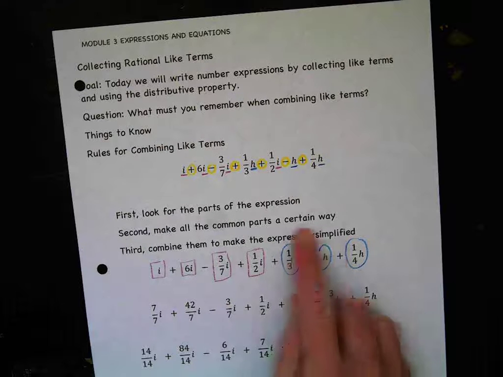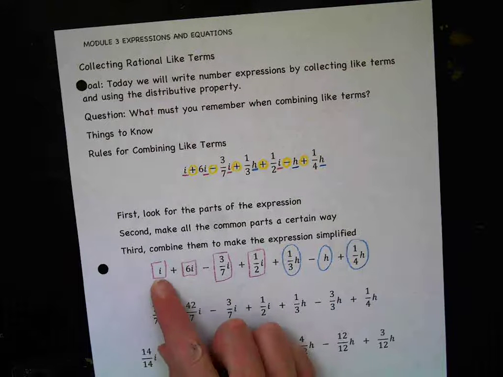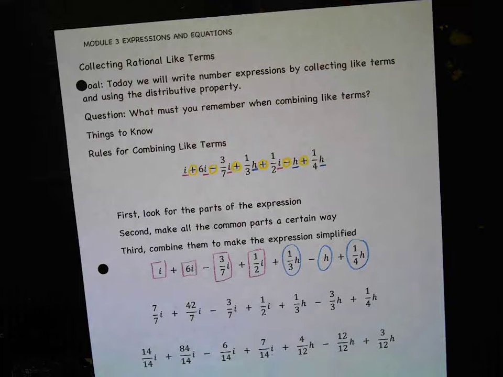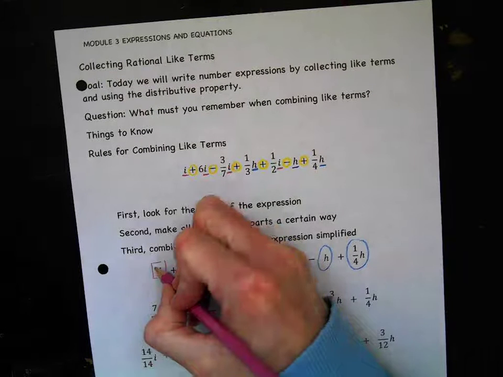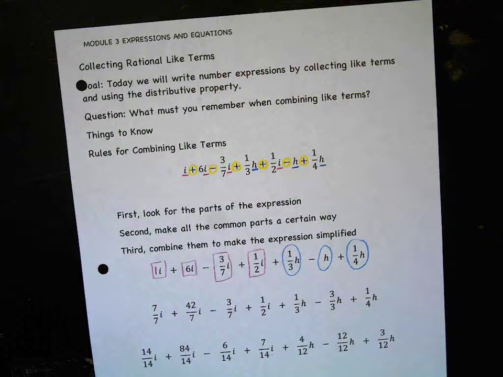Okay, so then it says, second, make all of the common parts a certain way. Well, the problem with this is I see this is a whole number, and for some of you it may be bugging you, so I can put the number 1 right there.